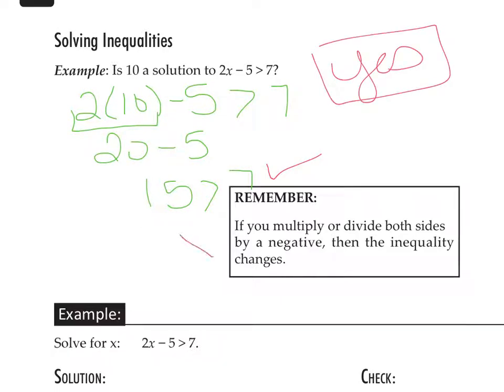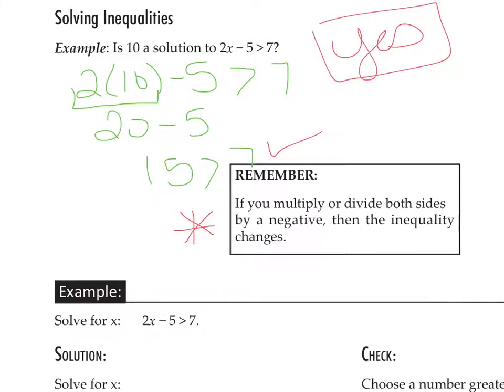Remember, and this is an important thing right here, if you multiply or divide both sides by a negative, then the inequality changes direction. In other words, while you're solving or trying to isolate for x, while you're doing opposite operations, if you have to multiply or divide by a negative, then you have to change less than to greater than or greater than to less than. The inequality symbol will change directions. And we're going to practice that down the page here.